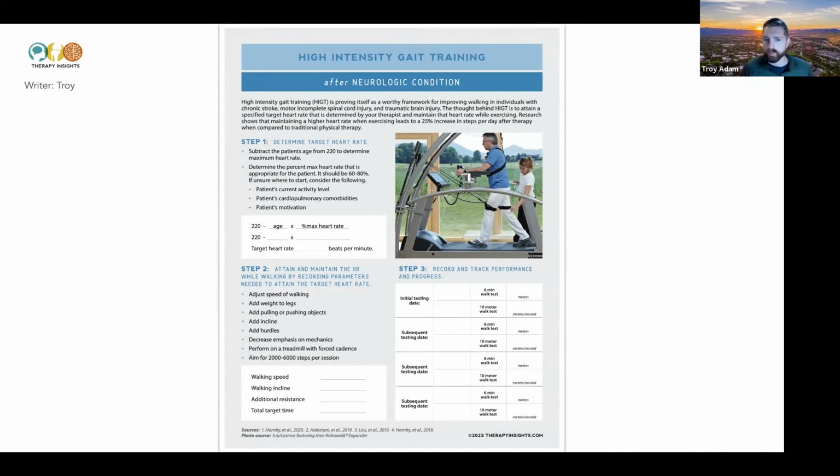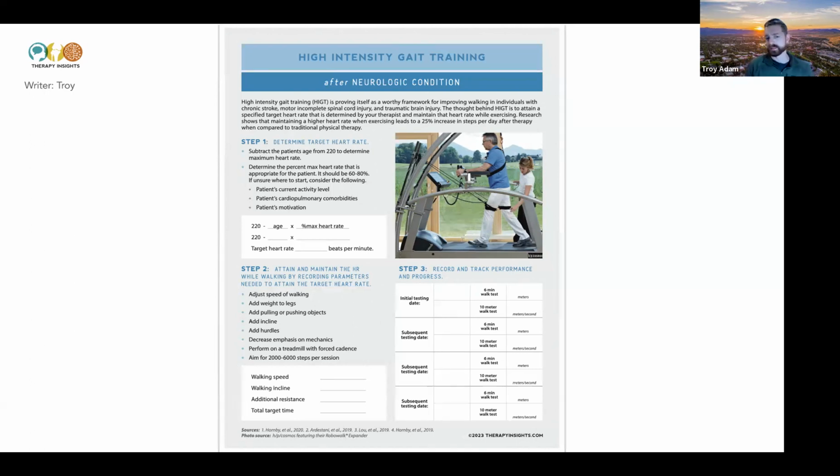Specifically in step 1, we talk about determining max heart rate, and one of the classic, most known equations for that is 220 minus your age. Then we're looking for a specific aerobic threshold that we're going to prescribe as therapists. Ideally, that sits somewhere between 60 and 80% of max heart rate. So you take 220 minus age, and then multiply that by either 0.6 or 0.8, and we'd arrive at our target heart rate.